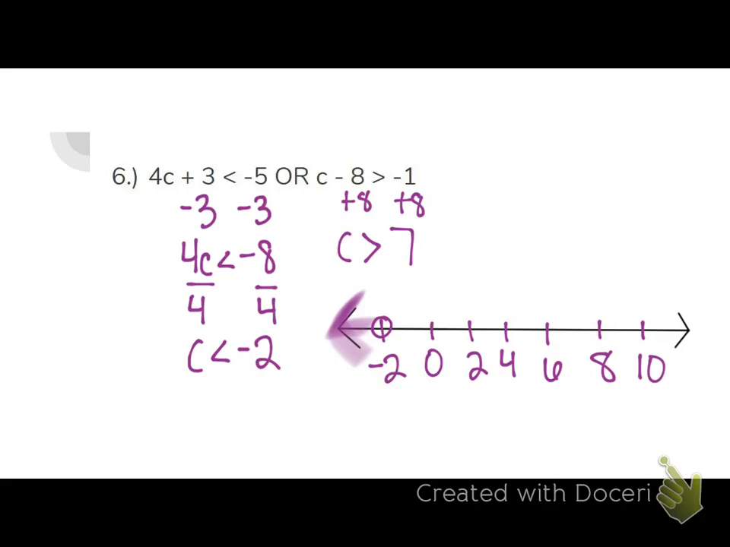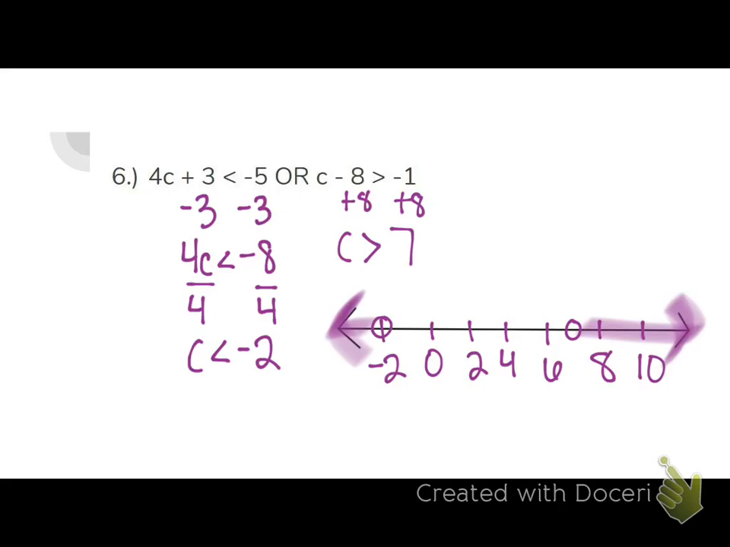Where is 7 going to go on this graph? Good. Between 6 and 8, open or closed? Shaded to the right because it is a greater than. Questions about the ors? Okay, in my opinion, ors are pretty easy because it's just 2 and 1. It's like a twofer. Buy one problem, get one free.